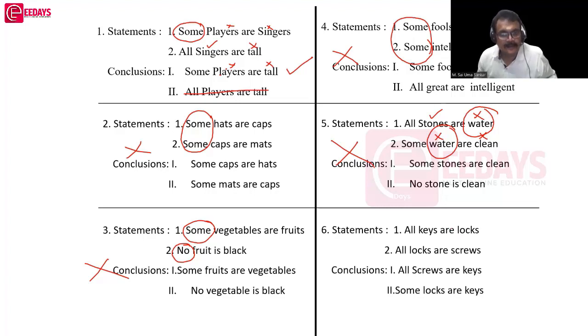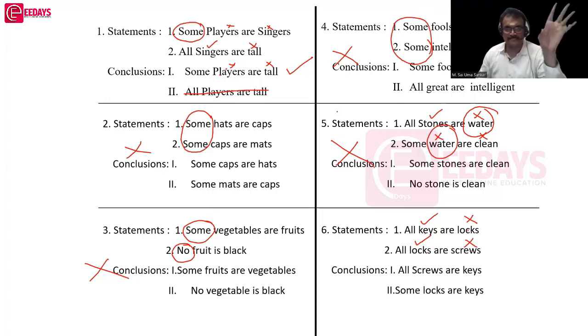Next. All keys are locks. All locks are screws. What is the middle term? Locks. Next, the middle term must be distributed at least once in the statements. Here the subject is distributed, the predicate is not distributed. Why? Because in the universal affirmative, the subject is distributed, but the predicate is not distributed.